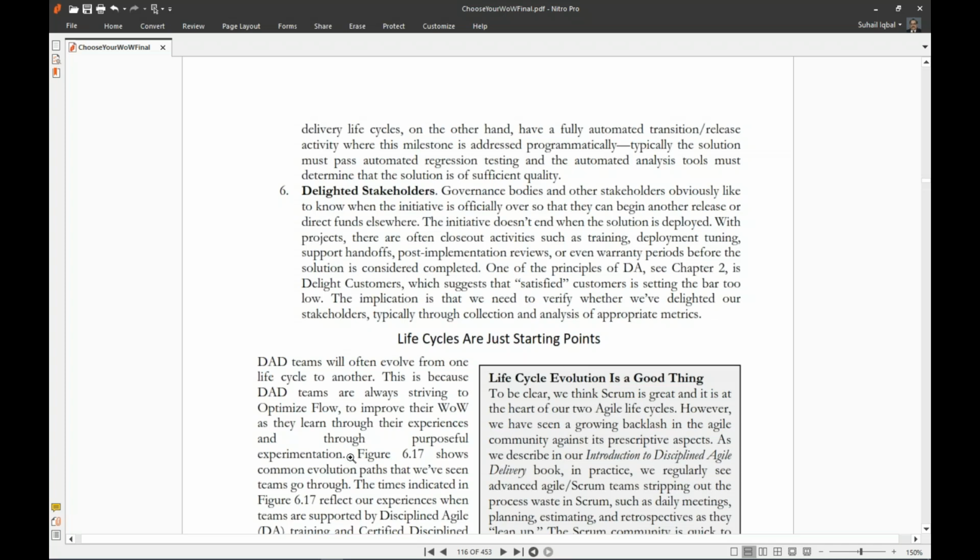One of the principles of DA, see chapter 2, is delight customers, which suggests that satisfied customers is setting the bar too low. The implication is that we need to verify whether we have delighted our stakeholders, typically through collection and analysis of appropriate metrics.